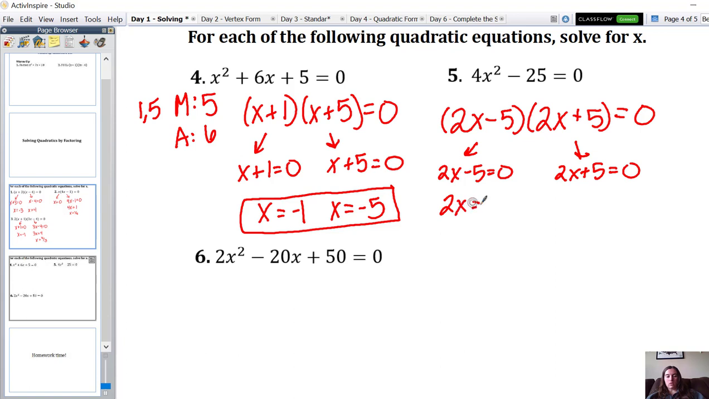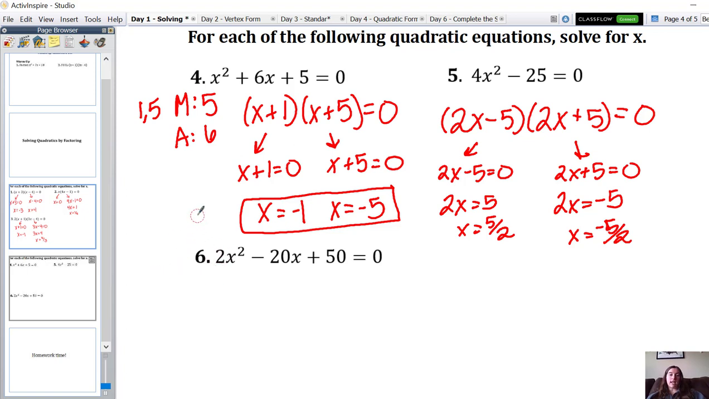So now we have 2x equal to 5, and then divide by 2. X is equal to 5 over 2. In the second one, I'm going to subtract 5, and then divide by 2. And those are our two solutions.